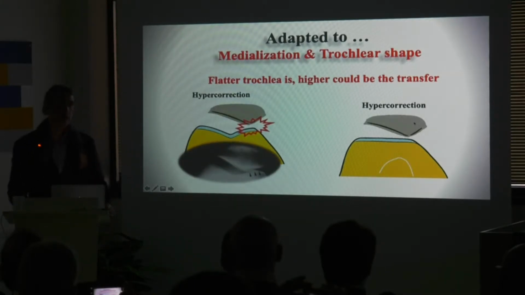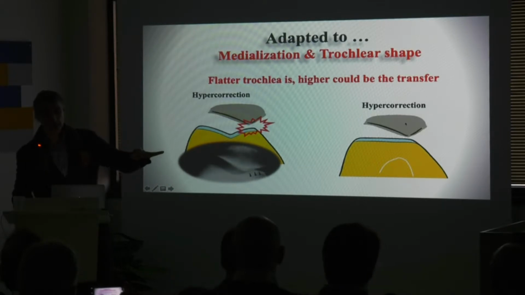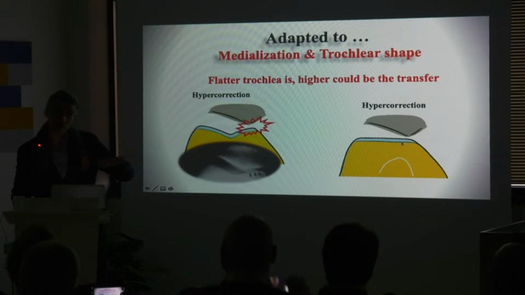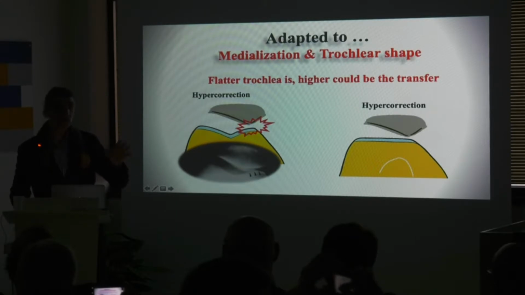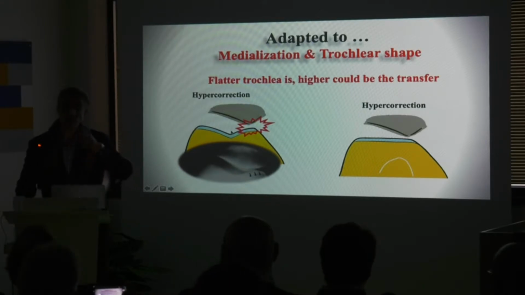Look at the trochlea, because when you do a medialization, and if you have a pretty flat trochlea, you can maybe overcorrect a little bit. But if you have a type A trochlear dysplasia, so a pretty normal trochlea, and if you do an overcorrection, you will get an impingement on the medial side. So the amount of medialization could also be correlated to the shape of your trochlea.